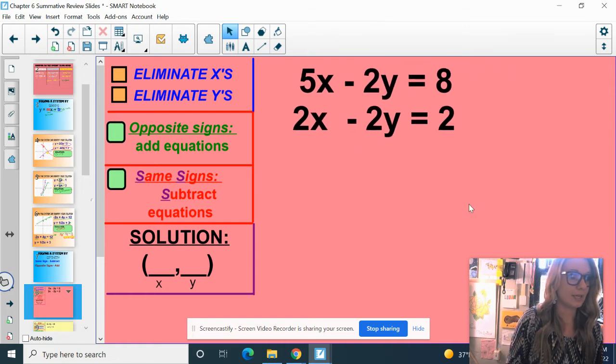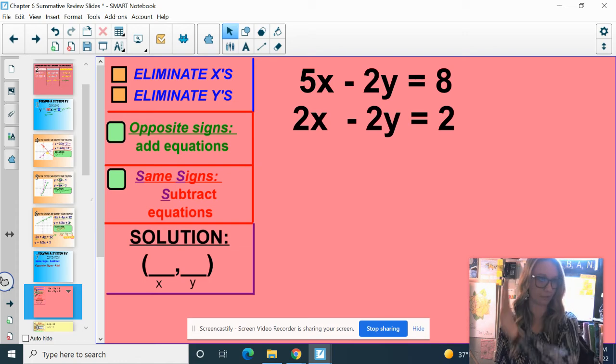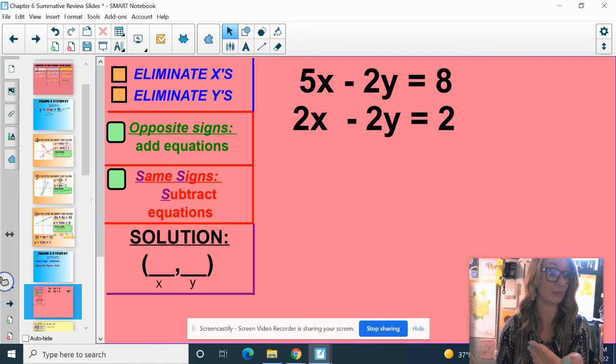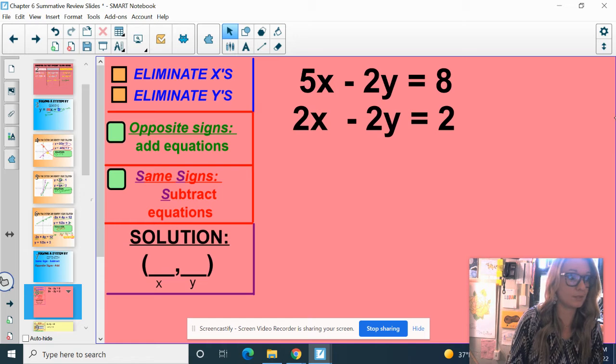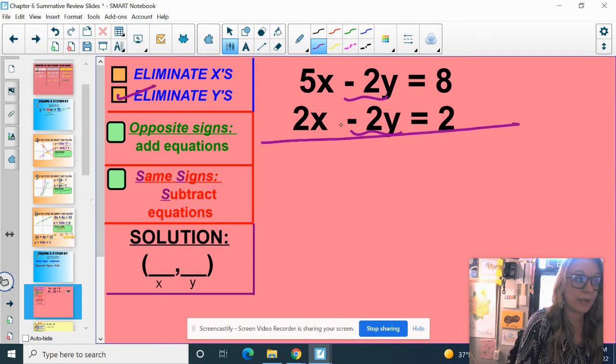When I see this system, I see x's on top of each other, y's on top of each other, and regular numbers, aka they're in standard form. That's my clue, like, hello, Miss Levant, you need to eliminate. So when I'm looking at my x's and my y's, first of all, my x's are different, but my y's are the same, so yay, we're going to go ahead and eliminate our y's. If it's negative 2y and negative 2y, same sign, subtract. So first of all, peace out, go away.